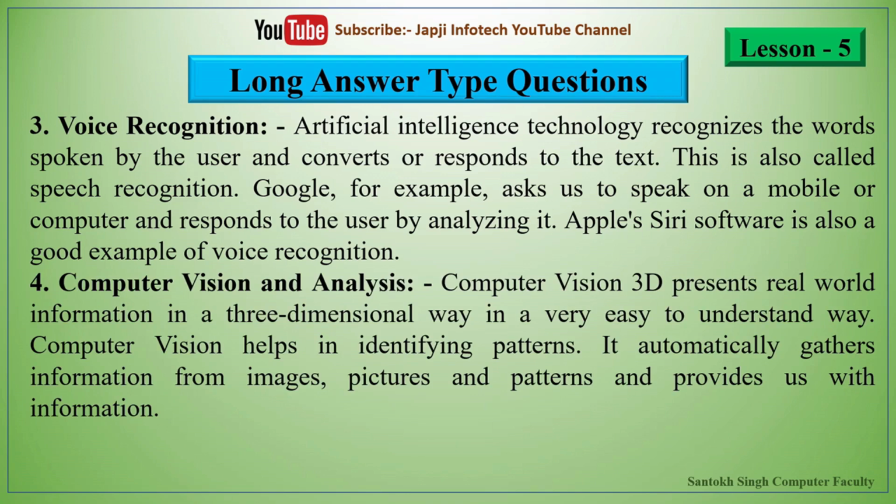Fourth one is computer vision and analysis. So computer vision 3D presents real world information in a three-dimensional way, in a very easy to understand way. So computer vision helps in identifying patterns. It automatically gathers information from images, pictures and patterns and provides us with information.